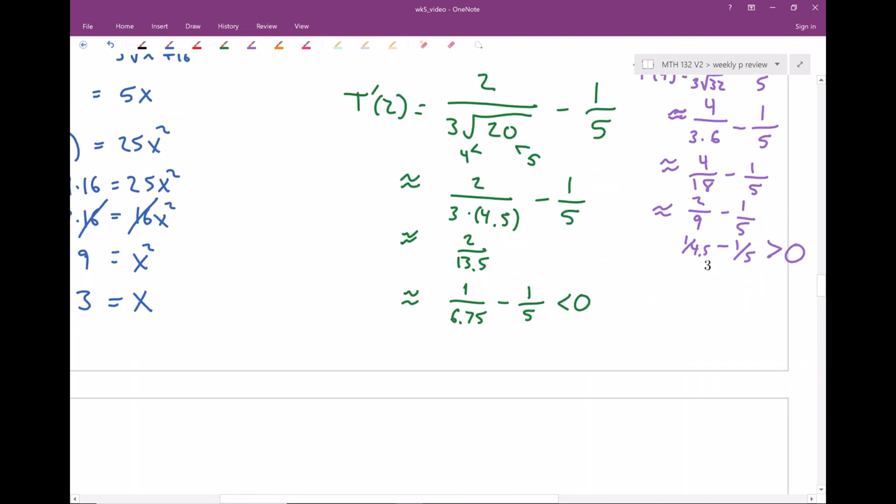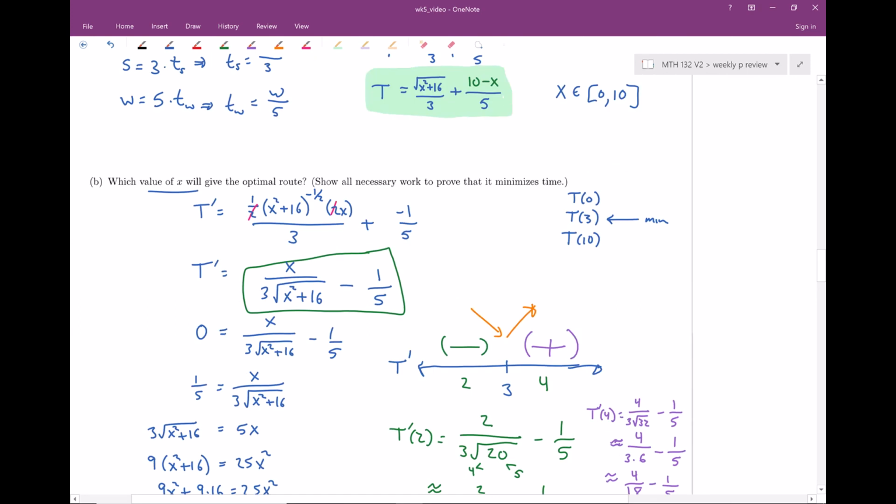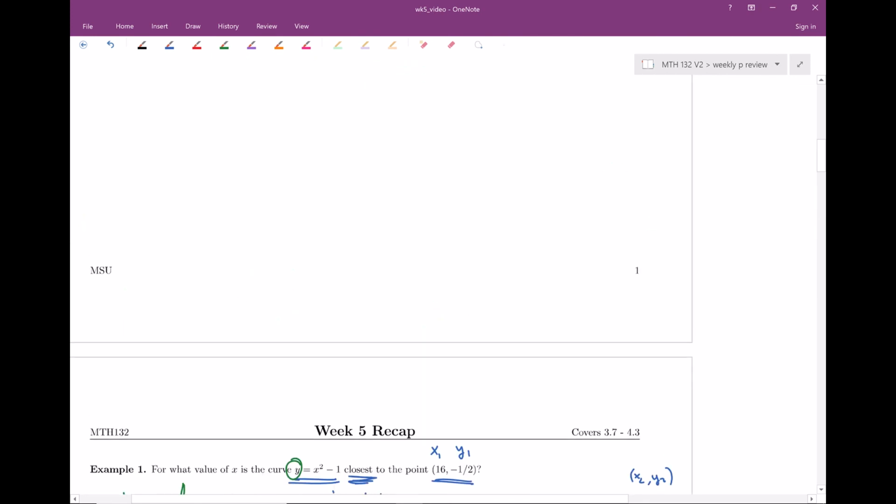So all this work shows here that x equals 3 minimizes the time taken, or the total time taken, to cross the river and get back to camp. All right, decently long problem. Those optimization ones are, but now it should be relatively smooth sailing.